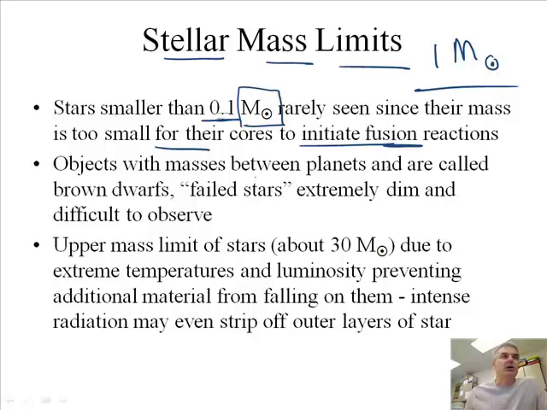Objects with masses between planets and stars are called brown dwarfs or failed stars, extremely dim and difficult to observe. So it's very difficult to see.